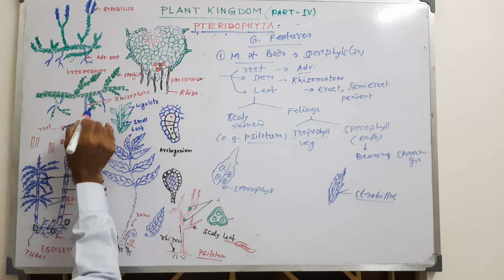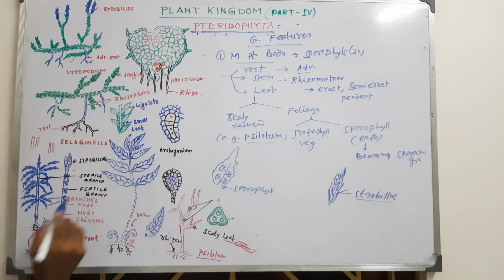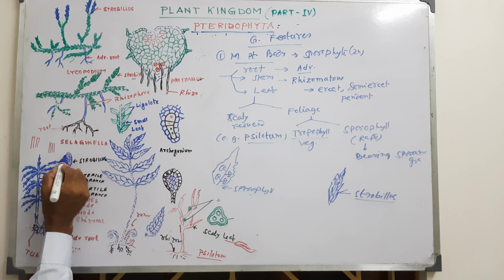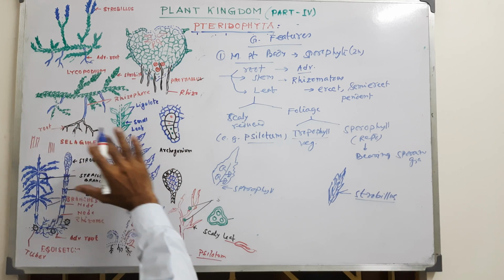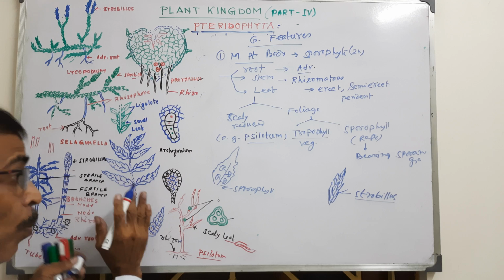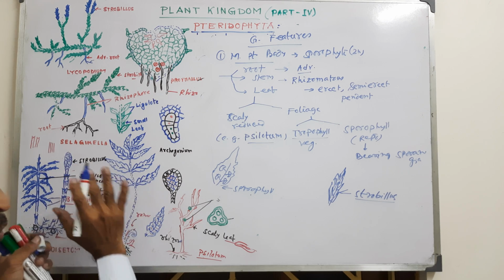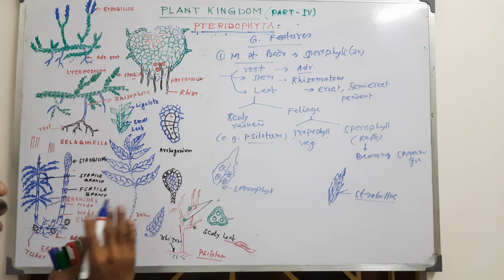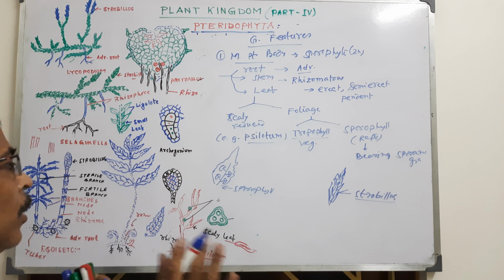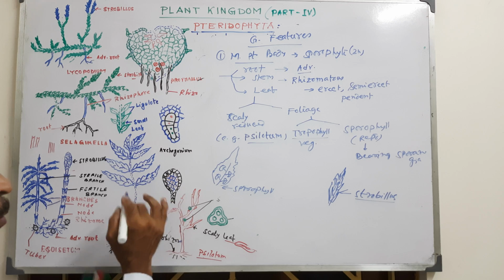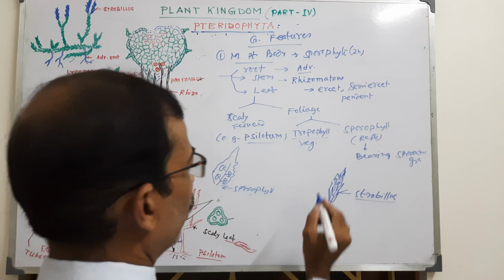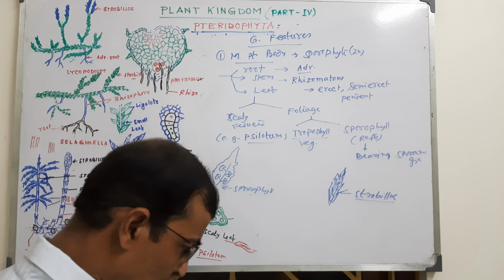This is the strobilus of Selaginella. This is the strobilus of Equisetum. So in most of the pteridophytes strobilus is present, but in true fern there is no strobilus. That is, each and every leaf at their reproductive stage becomes converted into sporophyll. Okay, so these are about sporophyll.